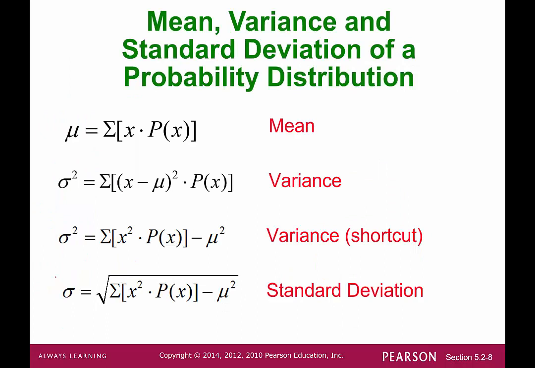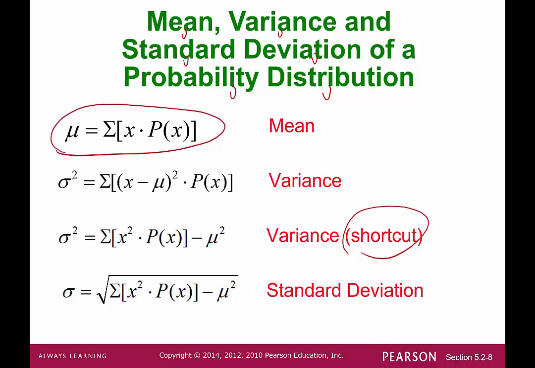And now let's take a look at the mean, variance, and standard deviation of the probability distribution. Okay, so the mean equals the summation of x times p of x. You sum up all the products of the discrete random variable times the probability associated with it. The variance equals the summation of x minus mu squared times p of x. And we have a shortcut formula, and typically we're going to use the shortcut formula. Variance equals the summation of x squared times p of x, minus mu squared. So find mu, the mean, and then we'll be able to find the variance. And then the standard deviation is the square root of the variance.